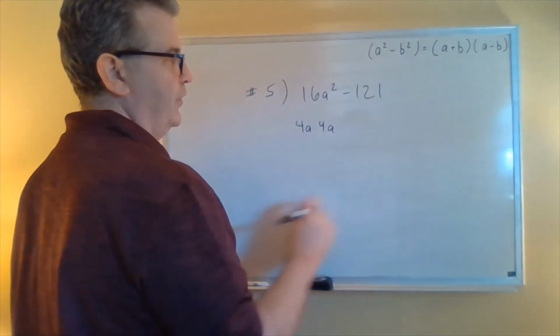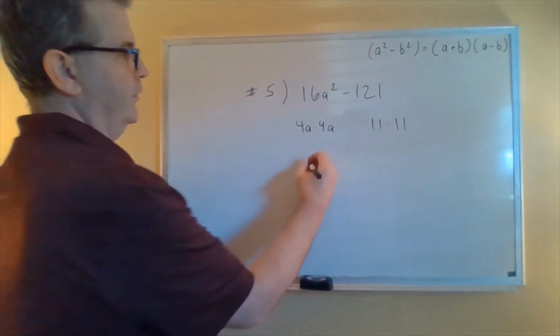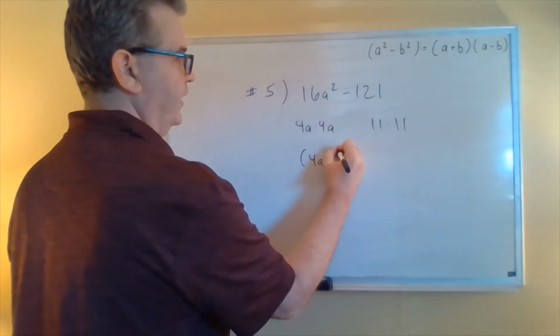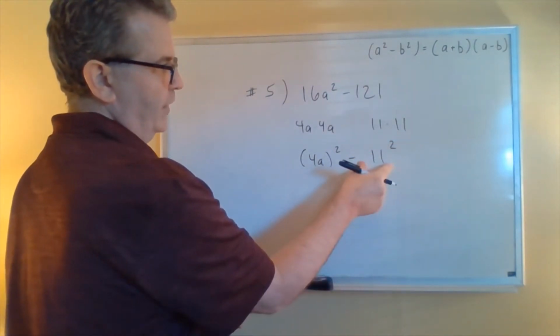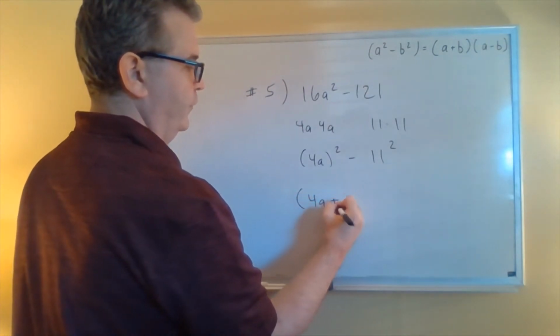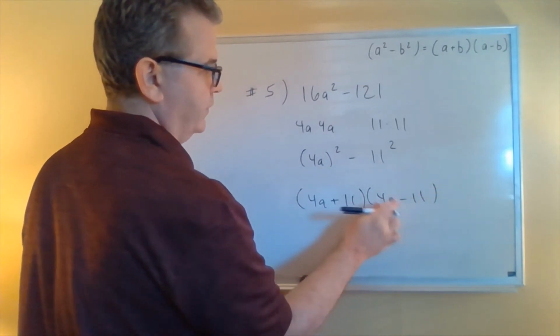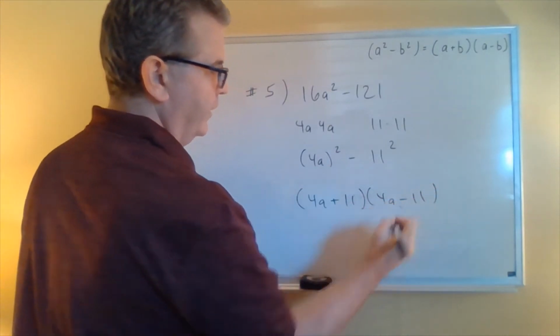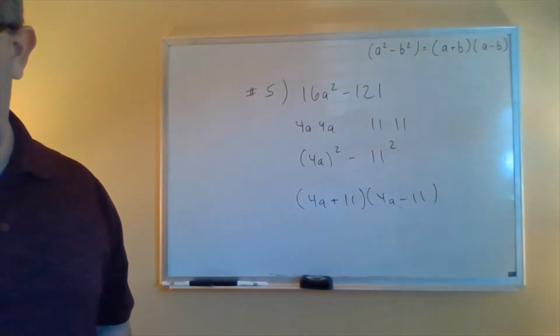How about 121? Is that a perfect square? It is. It's 11 times 11. So we can rewrite this as 4a squared minus 11 squared. You see we have perfect square minus perfect square, so we fit our rule. And our answer will be 4a plus 11, 4a minus 11. Sorry, it's a bad looking a there. 4a plus 11, 4a minus 11. And there is your answer for number 5.